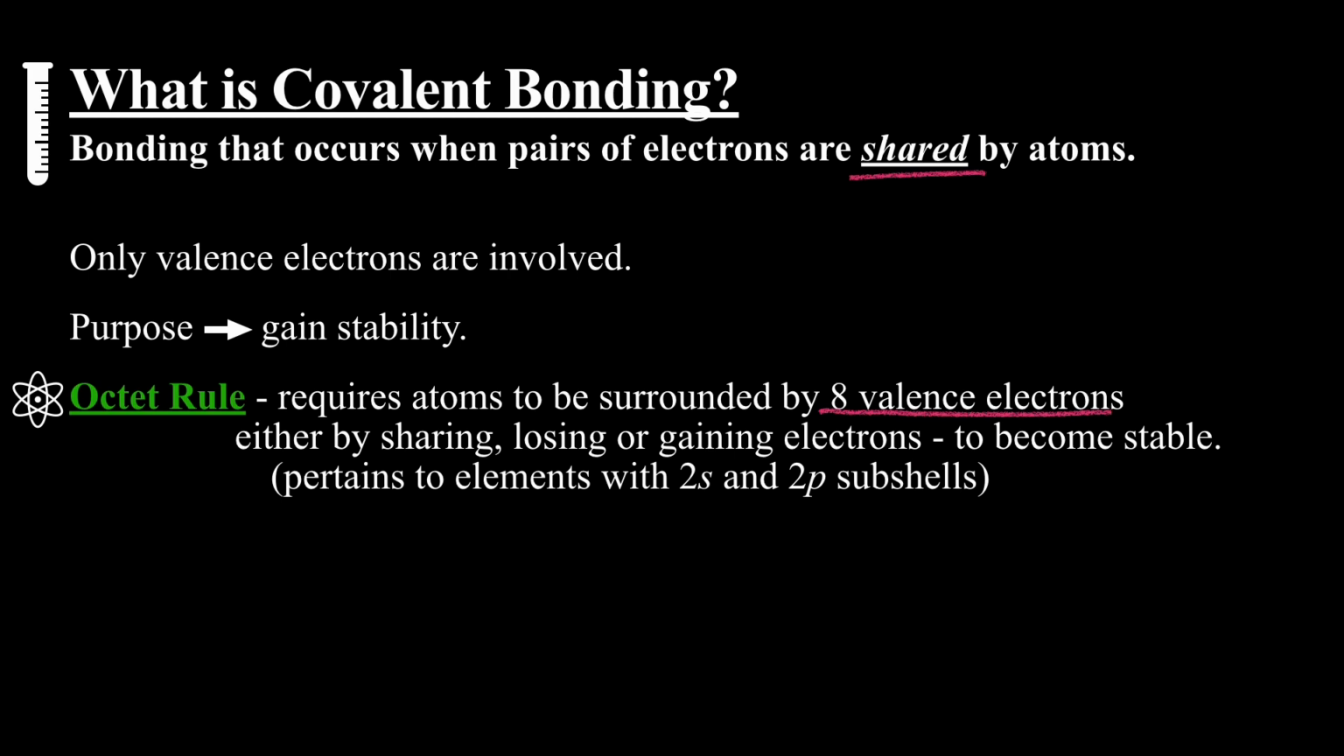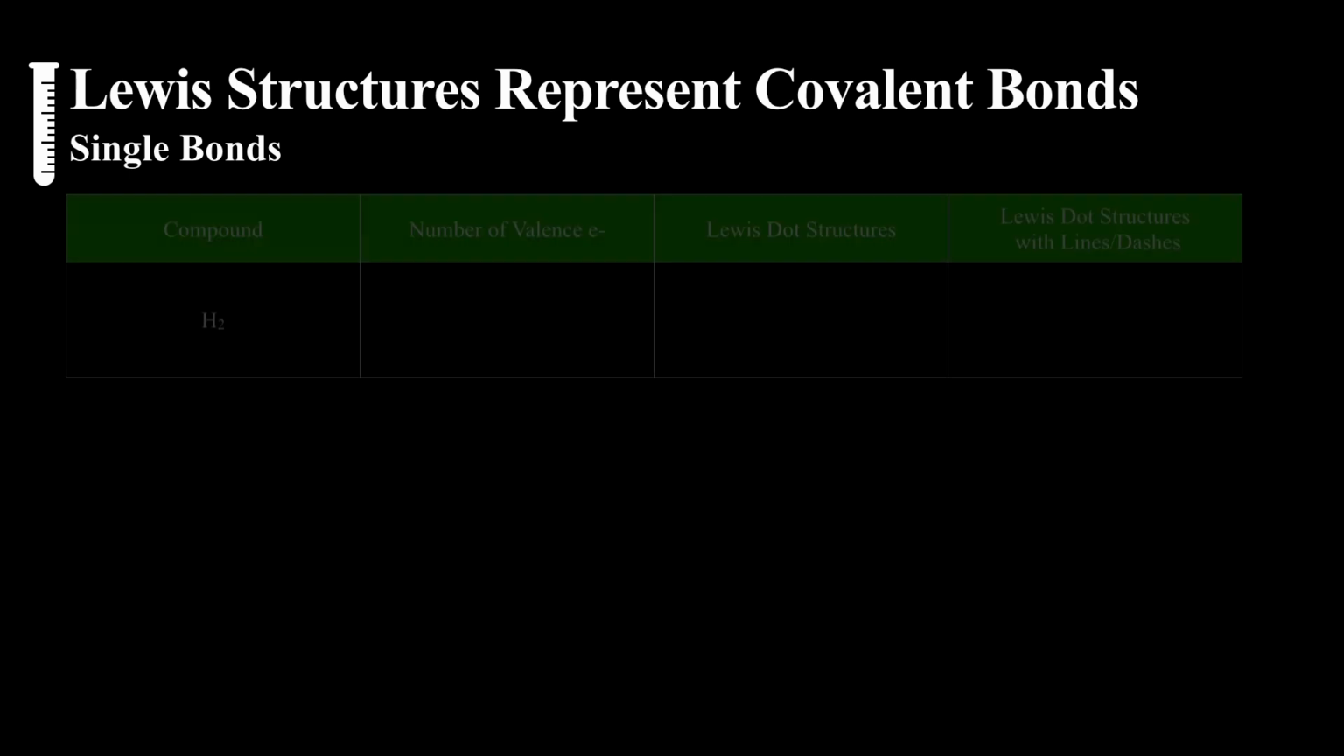This pertains largely to elements with 2s and 2p subshells, and we'll detail that in a future video. I always tell my students, remember 8 is great. Everyone wants octet, and they want that noble gas configuration. So let's look at Lewis structures that are represented by covalent bonds, starting with single bonds.